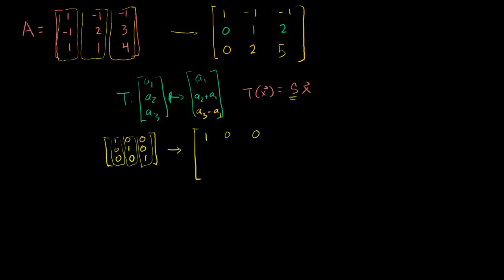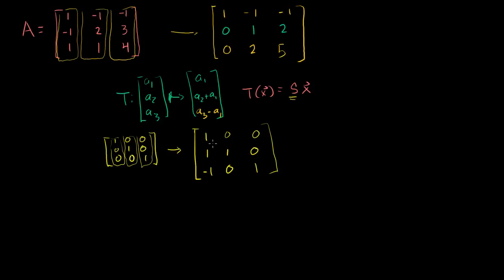The second entry becomes the second entry plus the first entry. So 0 plus 1 is 1. 1 plus 0 is 1. 0 plus 0 is 0. And then the third entry gets replaced with the third entry minus the first entry. So 0 minus 1 is minus 1. 0 minus 0 is 0. And then 1 minus 0 is 1. Now notice, when I applied this transformation to the column vectors of our identity matrix, I essentially just performed those same row operations that I did up there. I performed those exact same row operations on this identity matrix.